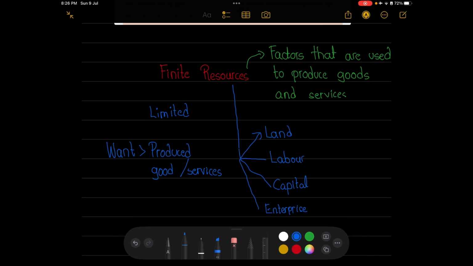In simple words, the economic problem is unlimited wants exceeding finite resources. And the definition of scarcity, in simple terms, is a situation where you do not have enough to satisfy everyone's wants.